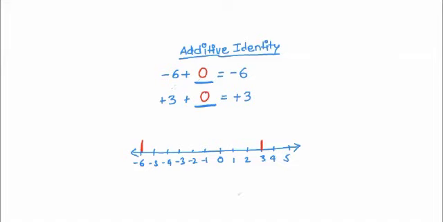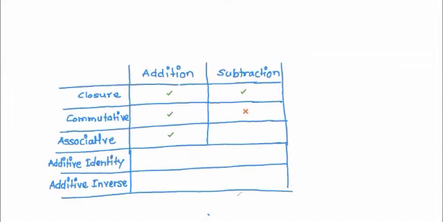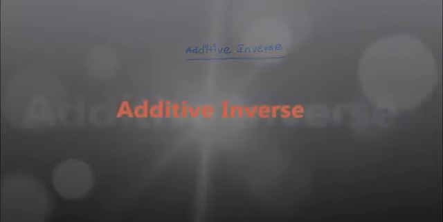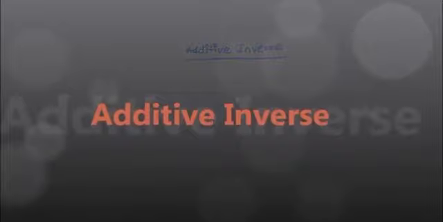Let's update our chart. Additive identity for us is going to be 0. 0 is the additive identity, so I'll write it here as 0. Additive inverse is a number such that if I have one integer and I add its additive inverse to that integer, I should get the answer 0. That's what the additive inverse is.